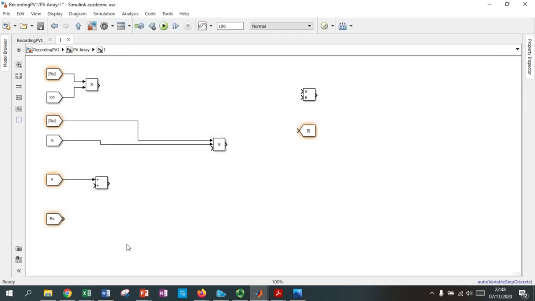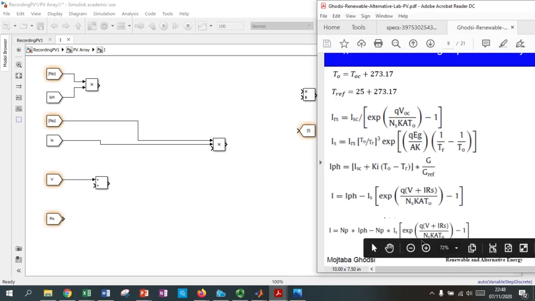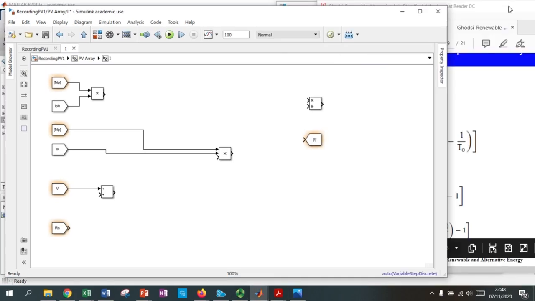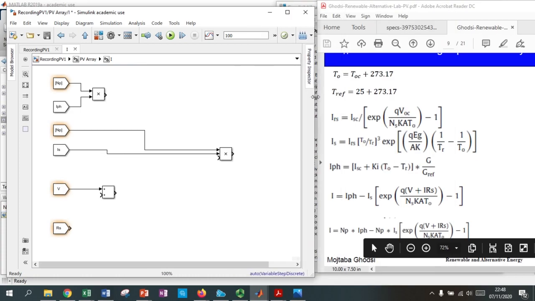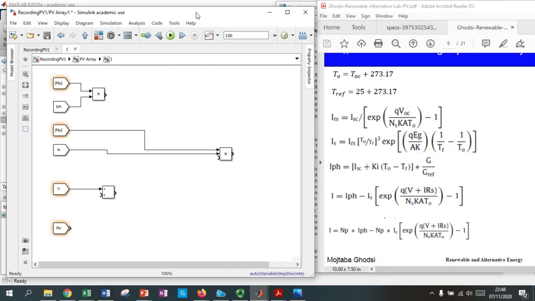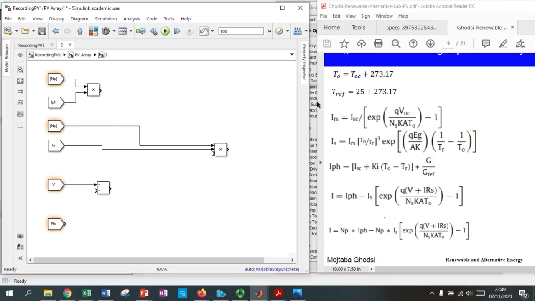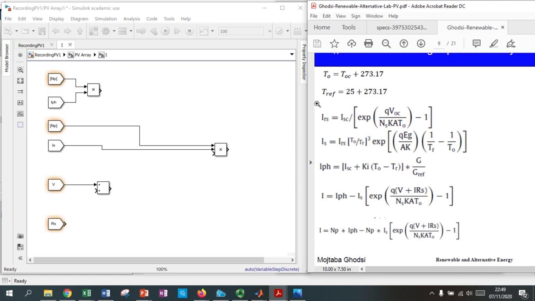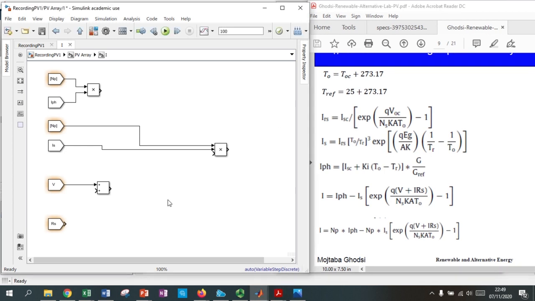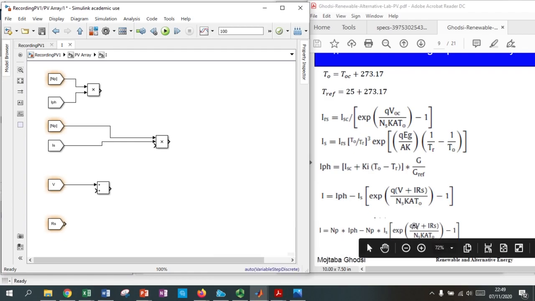RS is here. Then we need to have one of them is equal to, let me close this one. Okay. This is the V. What else we need? We need a Q. We need one constant, which is a constant.